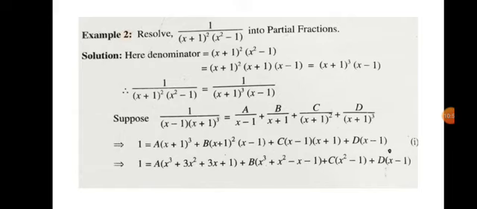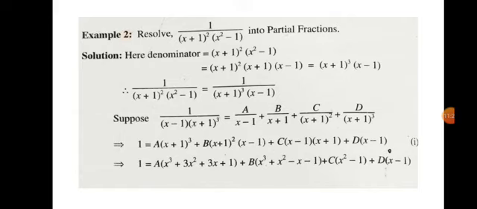So students, first we factor the denominator as x square minus 1 is equal to x plus 1 into x minus 1. So when we put it, we will get x plus 1 whole cube into x minus 1. It means that x plus 1 has power 3, so it will make three partial fractions, and x minus 1 will have only one partial fraction.